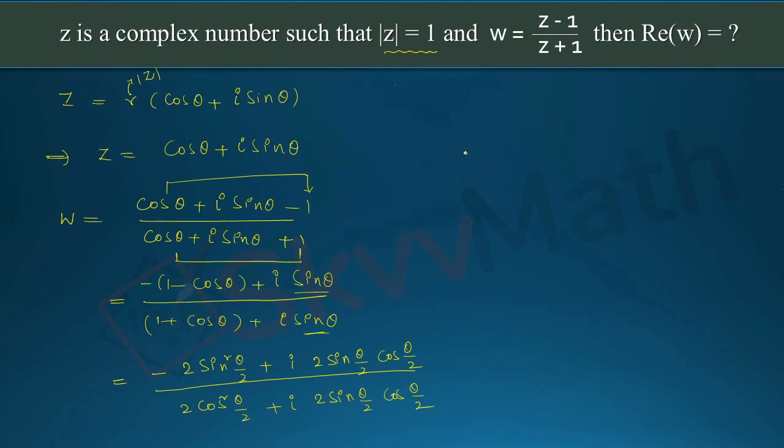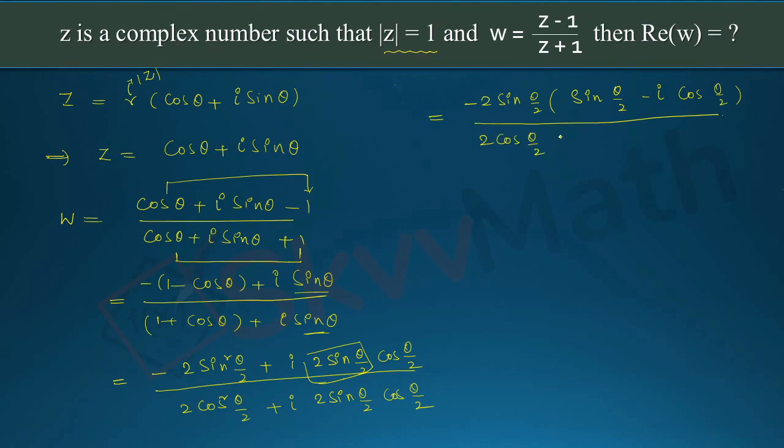Right. So now this is equal to, if I take minus 2 sin theta by 2 common from the numerator, what do you get? Minus 2 sin theta by 2 times, so it becomes plus sin theta by 2, and here we get minus i cos theta by 2, divided by, from the denominator, if I take 2 cos theta by 2 common, I get cos theta by 2 plus i sin theta by 2. So now see here, the 2 cancels, sin theta by 2 by cos theta by 2, I'll write minus tan theta by 2.